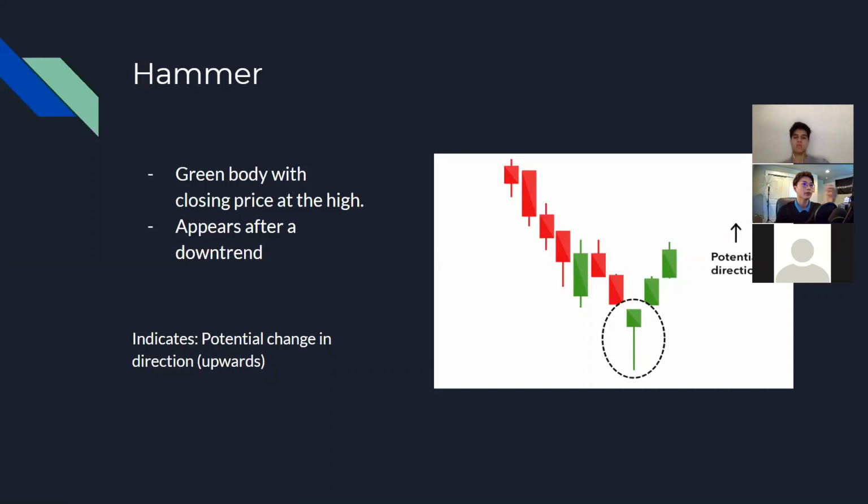Whenever you see a hammer, it might be a possible indication that the downtrend has ended, and that an uptrend will occur from that point. This is not always the case. You might just see this during some sort of price congestion, which we'll get into. But usually if you see a green body such as this with the closing price at the high during that time interval, it's likely suggesting an uptrend after that.